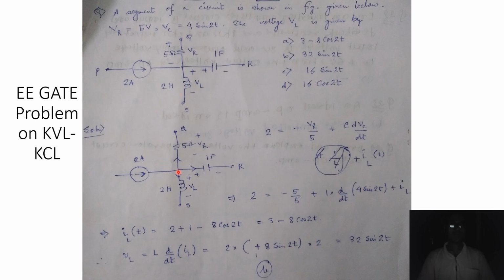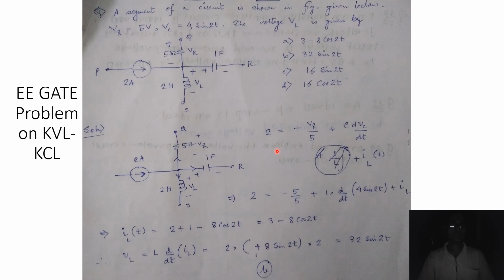So if we apply KCL at this node, and we assume that this is the direction of flow for the current through the resistance, the current through the capacitor goes from left to right, and the current through the inductor goes from top to bottom, then applying KCL, we can say that this 2 ampere current should equate to the current through the resistance plus the current through the capacitor plus the current through this inductor.